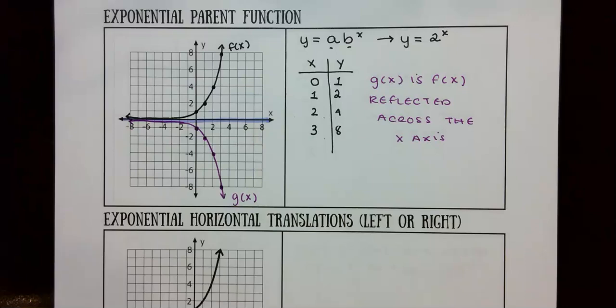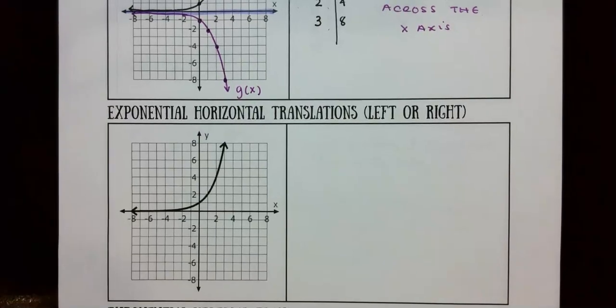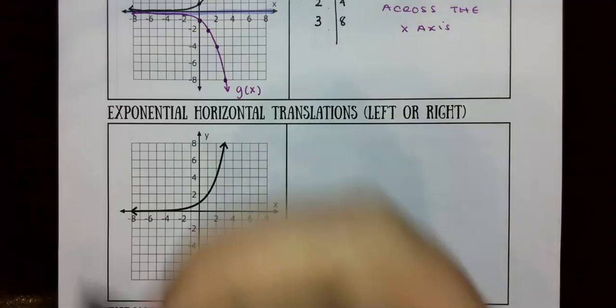Alright, so let's see what we can do about exponential functions and translating them to the left or to the right. So I'm going to go ahead and look at this one right here. And in order for us to do these translations, we need to remember that we need points. So I'm going to use the same points that I used for my parent function.